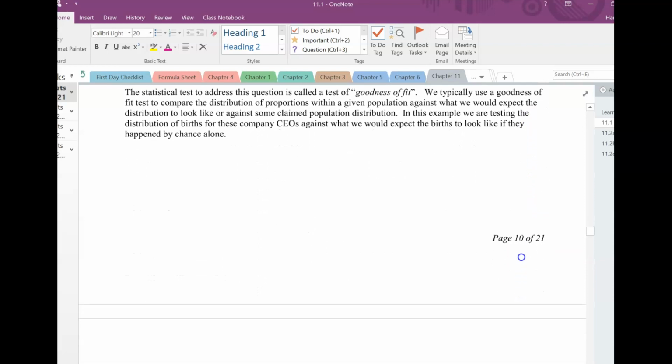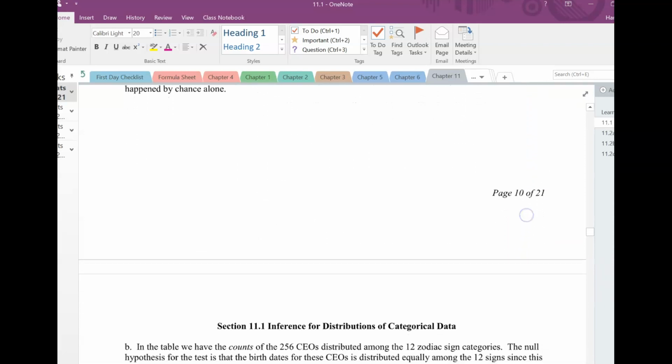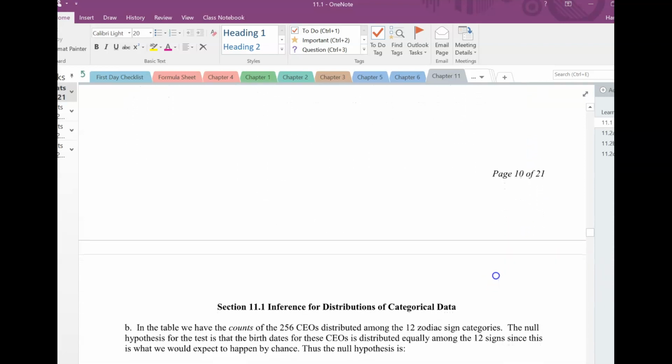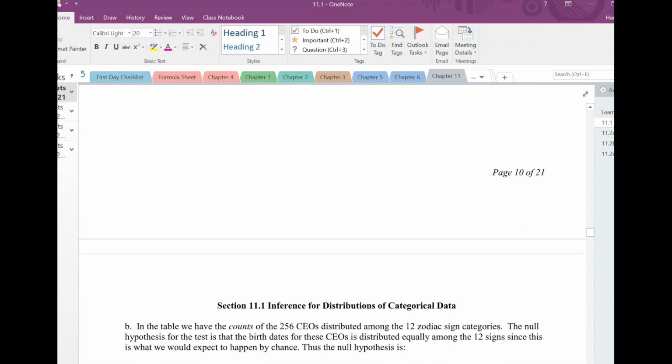So if you flip to the next page, we can get started with what this test actually looks like. In the table, we have the counts of 256 CEOs distributed among the 12 zodiac sign categories. And you can see counts is in italics there because I want to emphasize here that we are actually talking about how many of the items fell in each category. We are not talking about a proportion. We're actually talking about the counts.